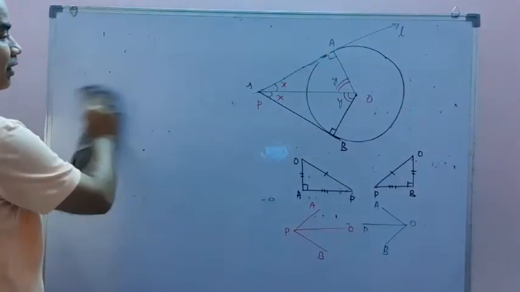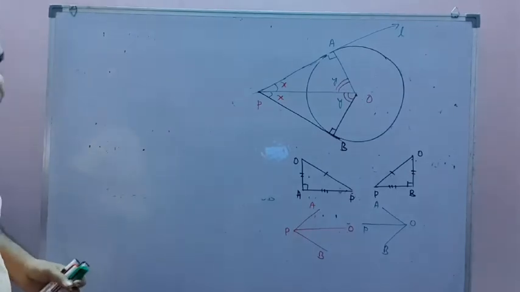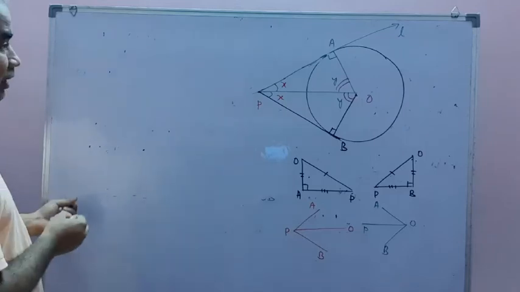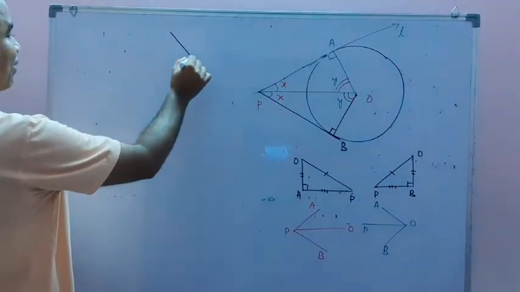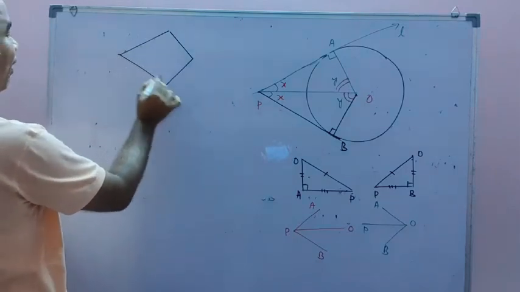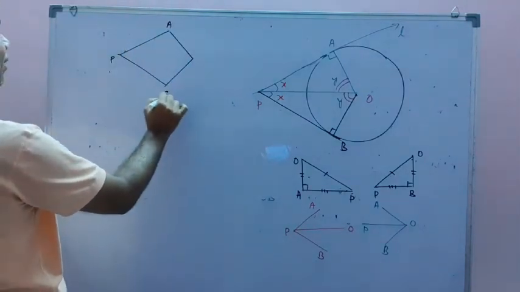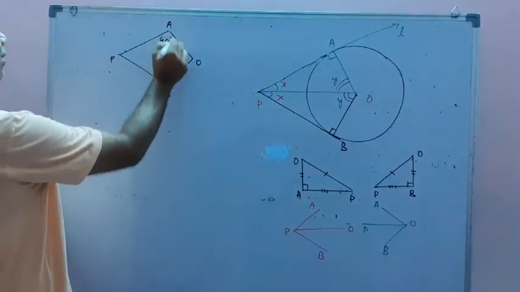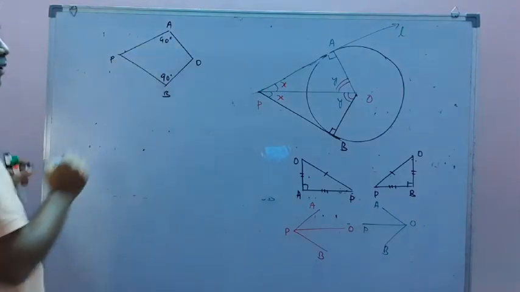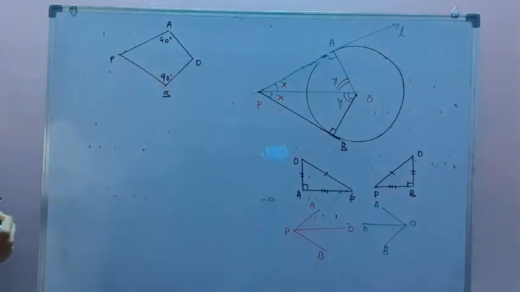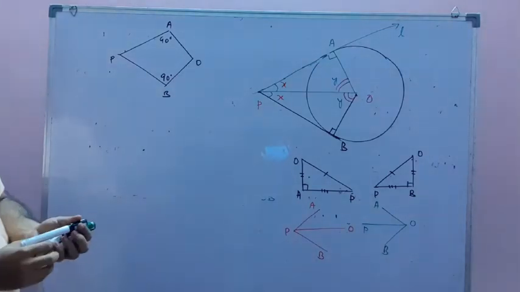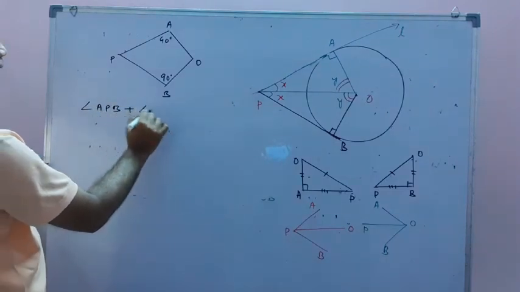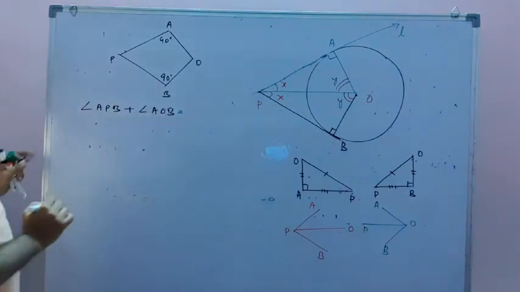So here I think all of you can see a quadrilateral. Let me draw the diagram of the quadrilateral, then you can find it out. I am talking about this quadrilateral, formed by two tangents PA and PB and two radii OA and OB. Here this angle is 90, this angle is 90, because the radius is perpendicular to the tangent. So can you tell me what is the sum of angle APB and angle AOB?